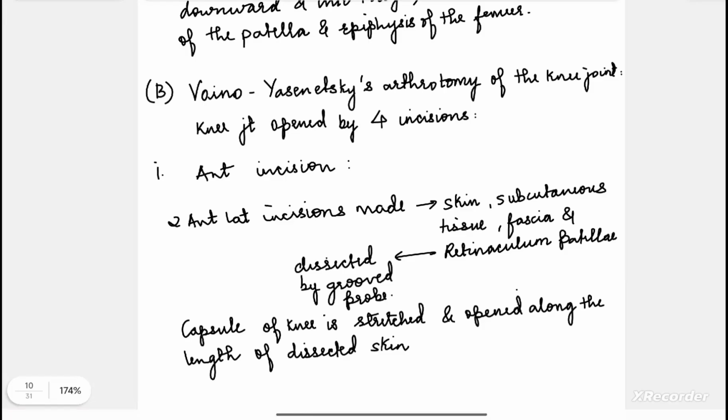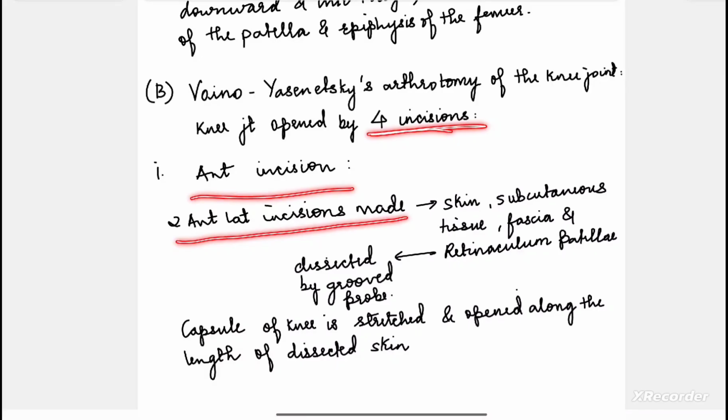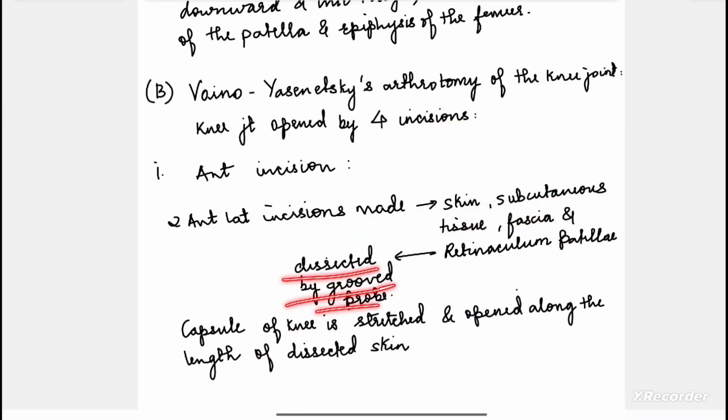Voino-Yasenetsky arthrotomy of the knee joint. Knee joint is opened by 4 incisions. Anterior incision: 2 anterior lateral incisions are made through skin, subcutaneous tissue, fascia and retinaculum of the patella. It is dissected by grooved probe. Capsule of the knee is stretched and opened along the length of dissected skin.